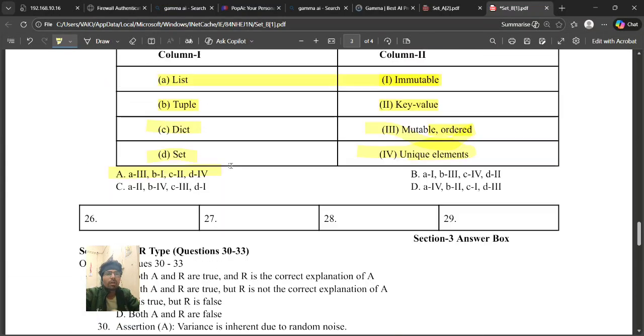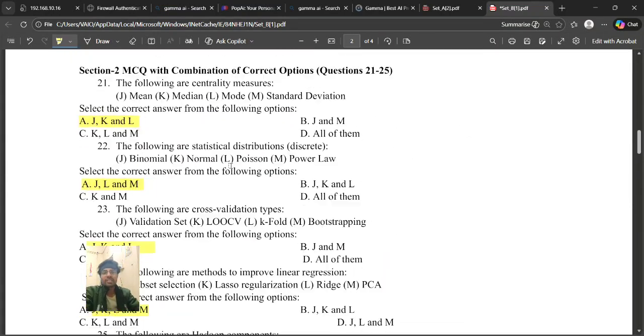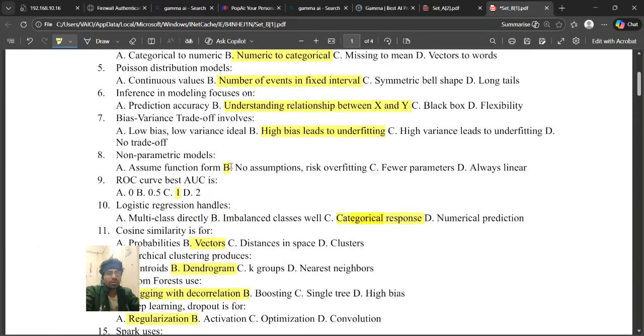So this is all about the third internal test. We discussed all the questions.